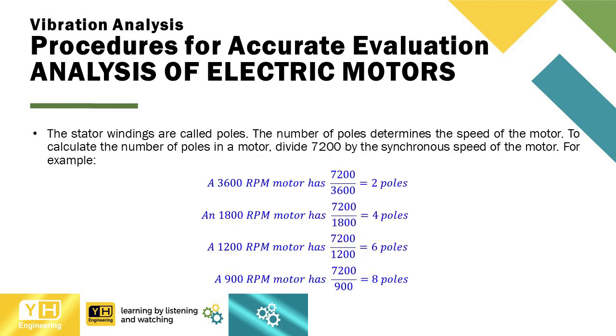The stator windings are called poles. The number of poles determines the speed of the motor. To calculate the number of poles in a motor, divide 7,200 by the synchronous speed of the motor. For example, a 3600 RPM motor: 7,200 divided by 3600 equals 2 poles. An 1800 RPM motor has 7,200 divided by 1800 equals 4 poles. A 1200 RPM motor has 7,200 divided by 1200 equals 6 poles. A 900 RPM motor has 7,200 divided by 900 equals 8 poles.